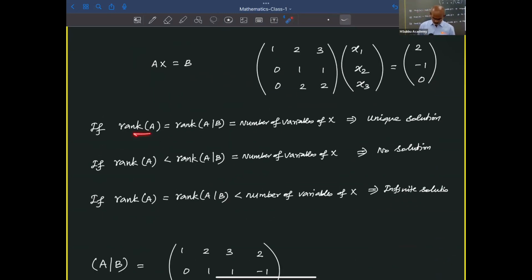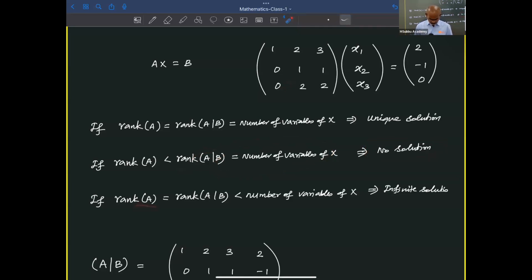So if the rank of A is also equal to rank of AB and equal to the number of variables, then a unique solution is possible. That's what we are normally aiming for. Sometimes we also end up with this: rank of A is less than rank of AB, which is equal to the number of variables. So here no solution is possible.